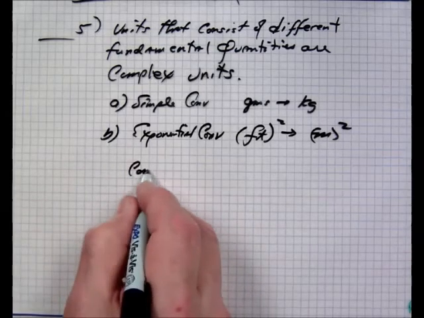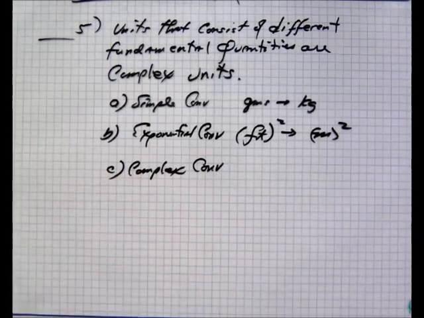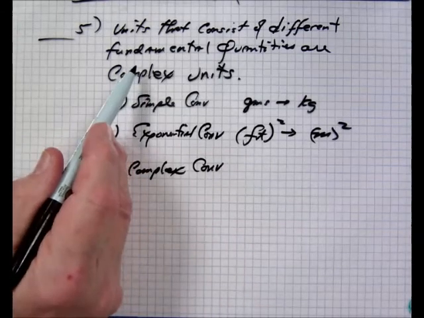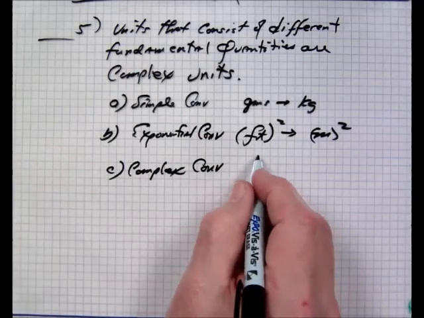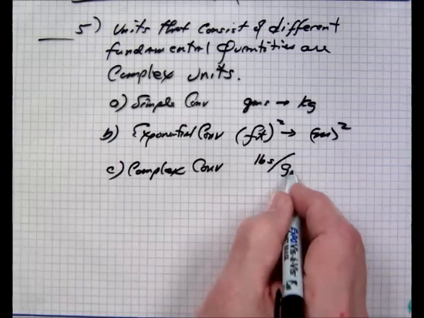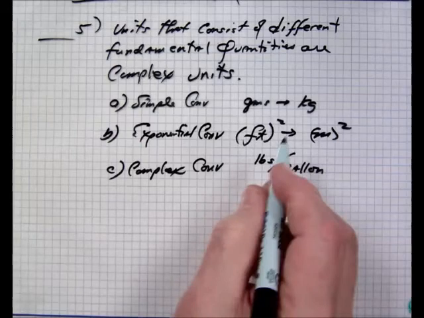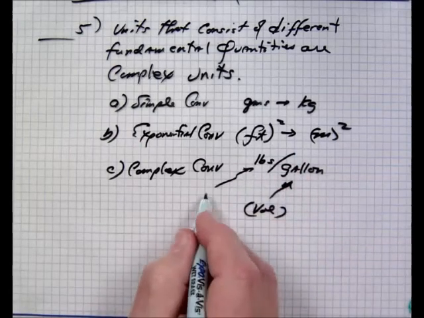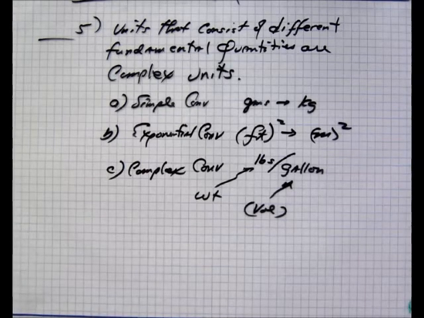And complex conversions, which are combinations of the fundamental units. What did I have in here? Pounds per gallon. Well, the denominator unit is a volume, and the numerator unit is a weight. You can't convert volumes into lengths or weights, okay, that kind of thing.